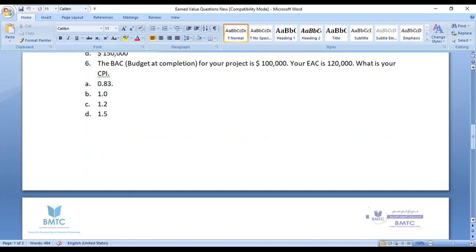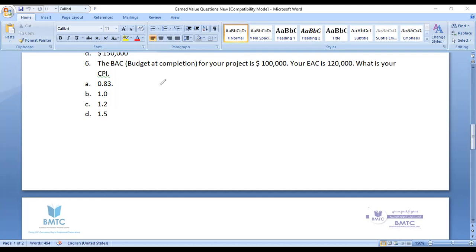Okay, the other one: the budgeted completion for your project is 100,000. Your estimated completion is 120,000. Now you're spending more than the plan, right? So what is your CPI? The CPI rate should be below 1 or above 1? 1.2? Oh, what is this, sir? Understand the question, Venkat, right?